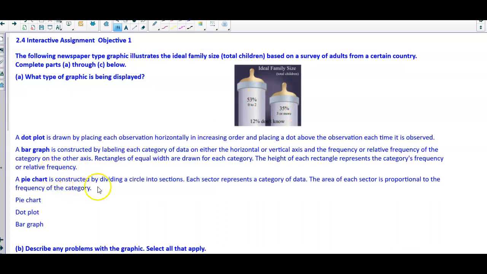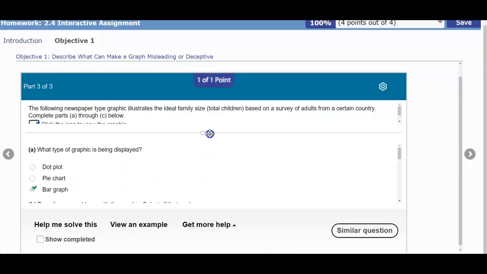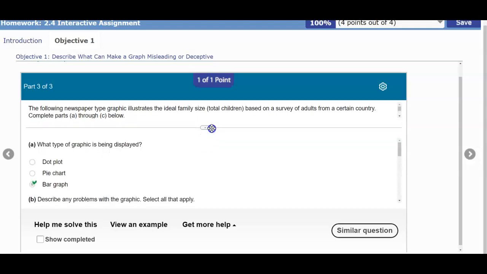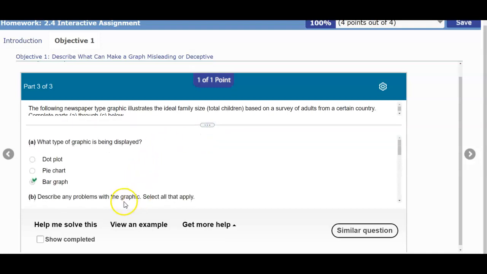A pie chart is constructed by dividing a circle into sections. Each sector represents a category of data, so the area of each sector is proportional to the frequency of the category. So we're going to say that this result is bar graph. So therefore, it is a bar graph. Next, describe any problems with the graphic and then select all that apply.